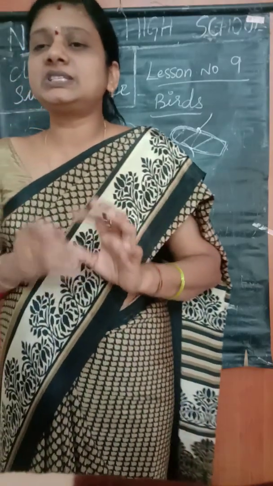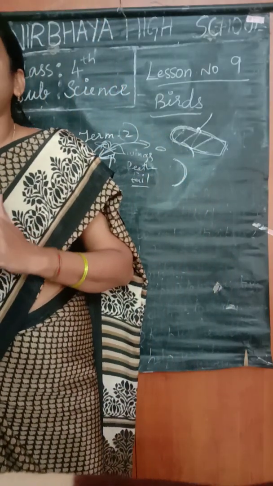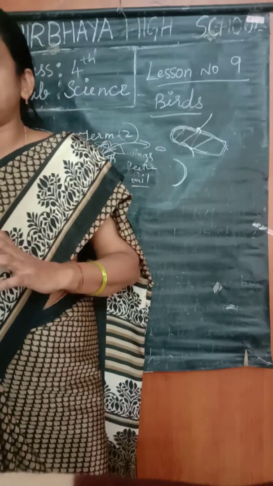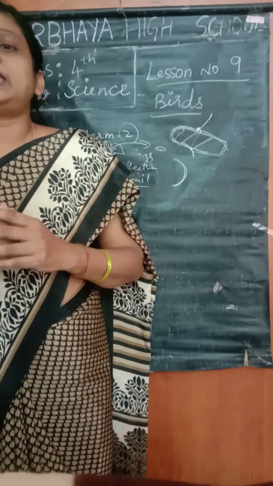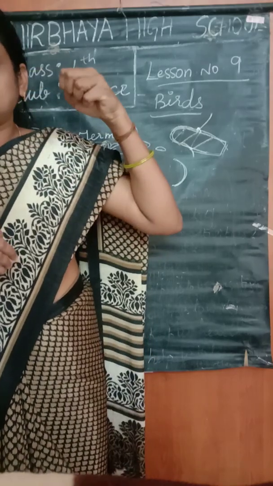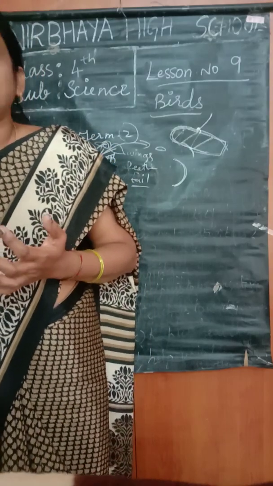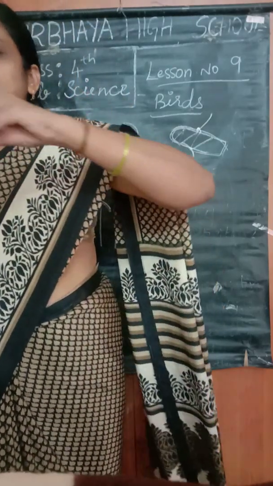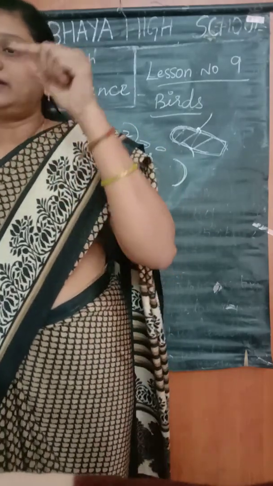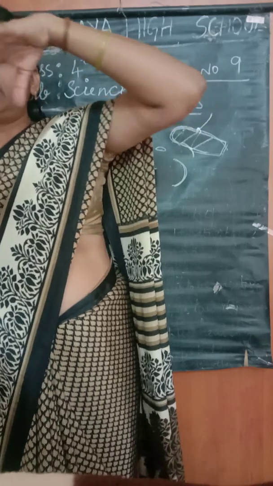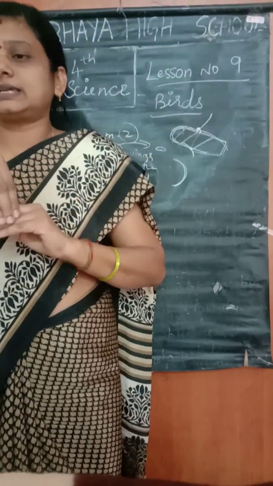The next one is the thin, long, pointed beak. These beaks are of birds like hummingbirds. Hummingbirds have a long, thin, pointed beak, which helps them suck the nectar from flowers. The hummingbird does not sit on a flower. When feeding, it hovers like a helicopter and dips its long beak into the flower, and then it sucks the nectar.